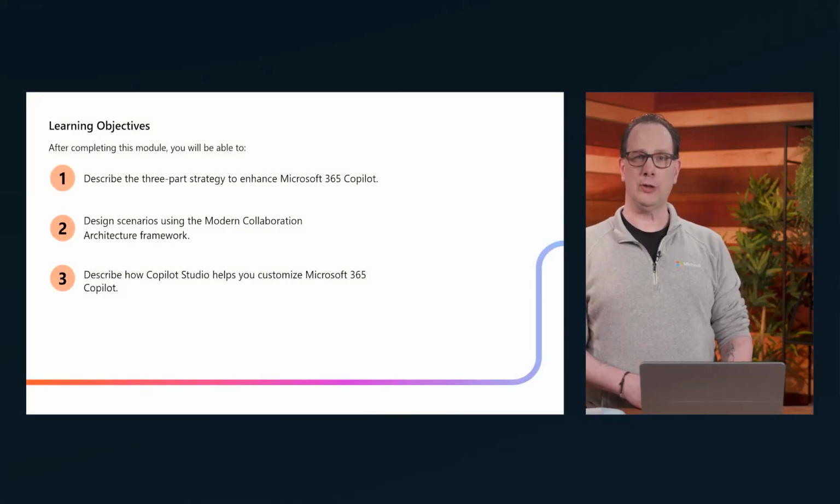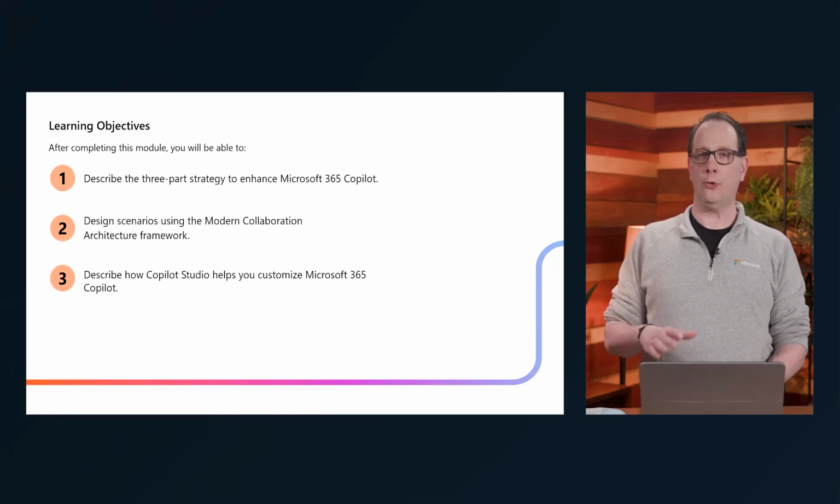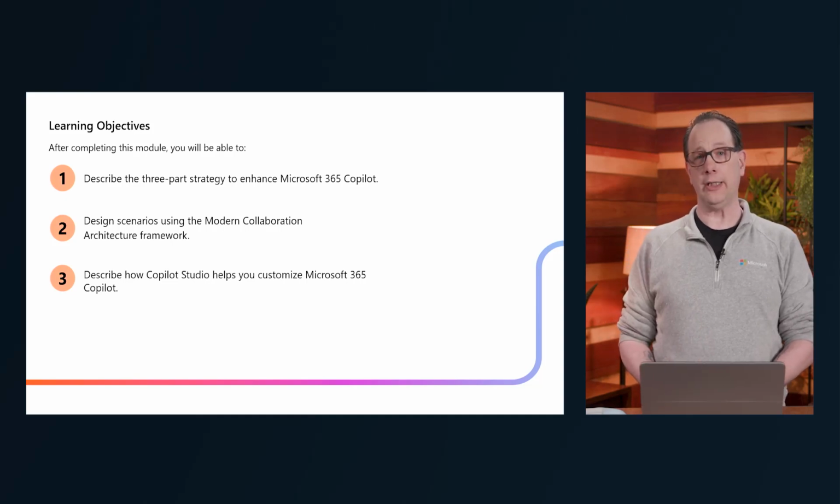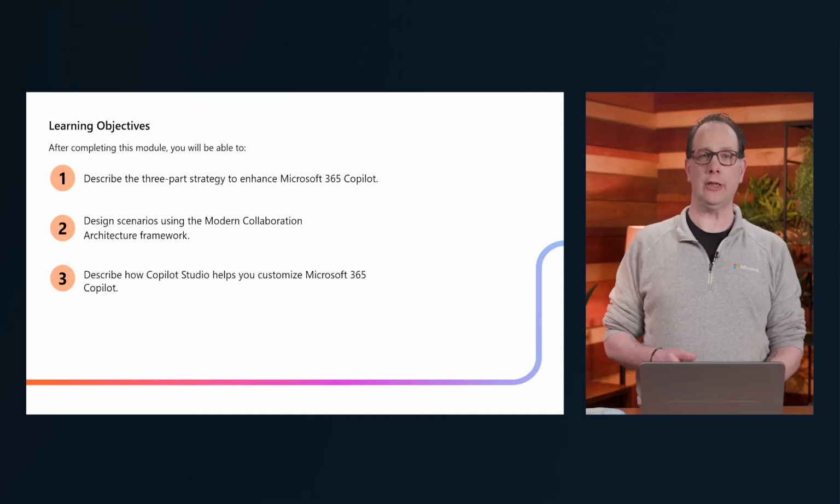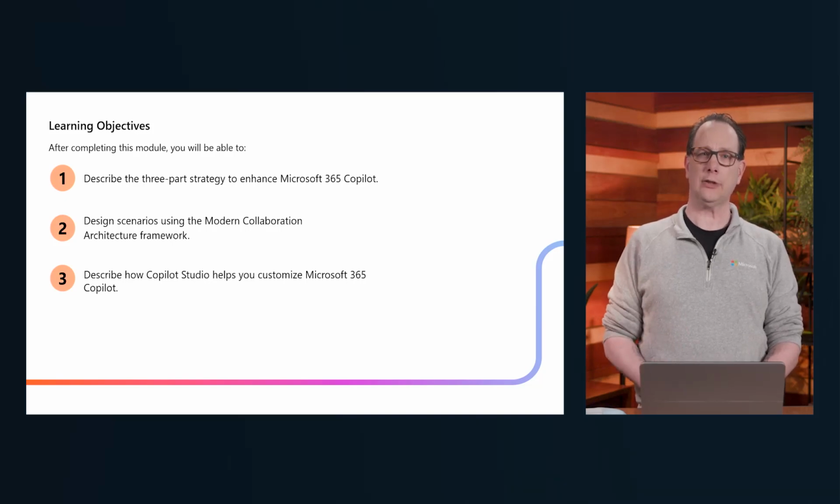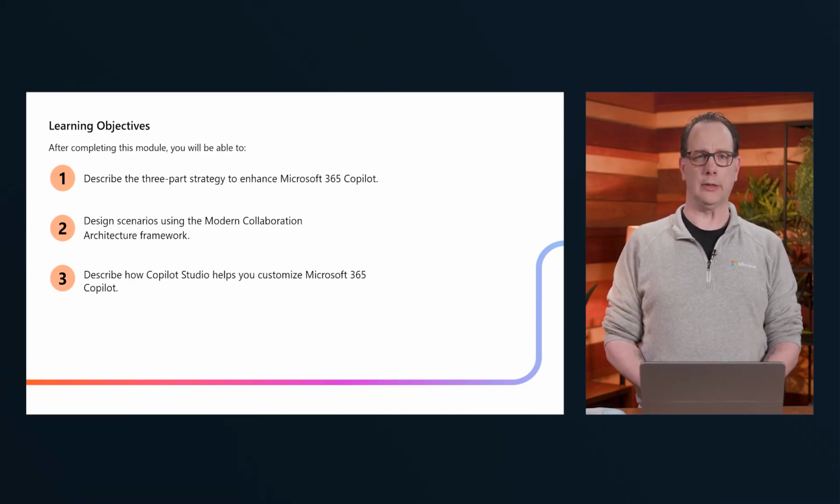This module helps with the following goals. It's kicking off with describing the three-part strategy to enhance Microsoft 365 Copilot. From there, we're going to cover designing the necessary scenarios using the modern collaboration architecture framework. And then last, I will describe how Copilot Studio can help you customize Microsoft 365 Copilot.